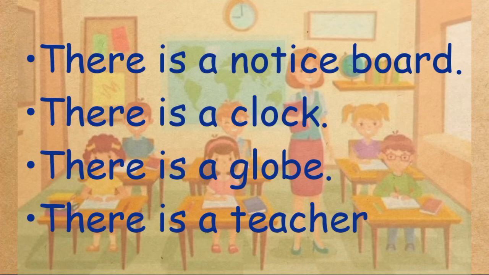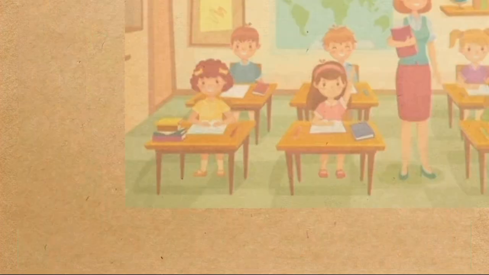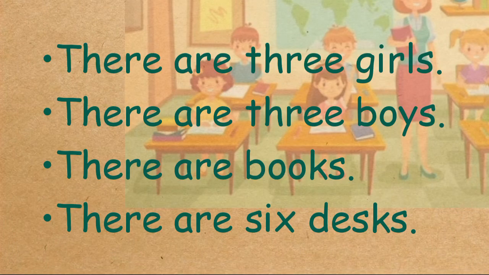There is a notice board. There is a clock. There is a globe. There is a teacher. There are 3 girls. There are 3 boys. There are books. There are 6 desks.